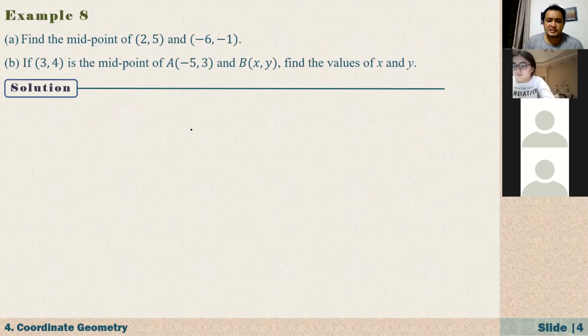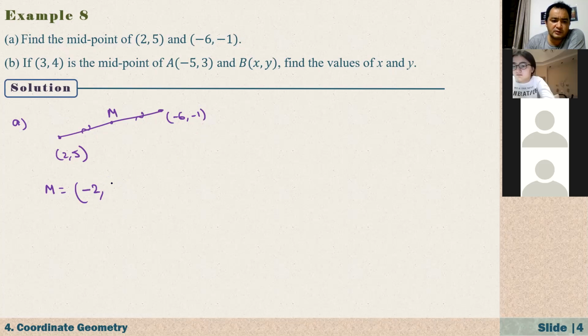Let's see one simple example. Find the midpoint of (2, 5) and (negative 6, negative 1). For question A, let's draw this. Here we are talking about these 2 points: here we have (2, 5), and here we have (negative 6, negative 1). What will be the coordinates of this M? By using the formula, the coordinates of M will be 2 plus negative 6, negative 4, divided by 2, it will be negative 2. 5 plus negative 1 is 4, 4 divided by 2 is 4. So the midpoint of this line segment is (negative 2, 4). But the y coordinate, I think, is wrong, because 5 plus negative 1 is 4, then 4 divided by 2 is 2.